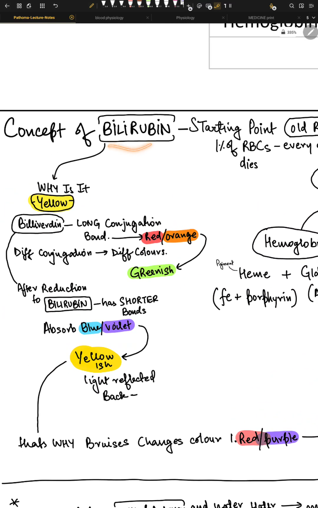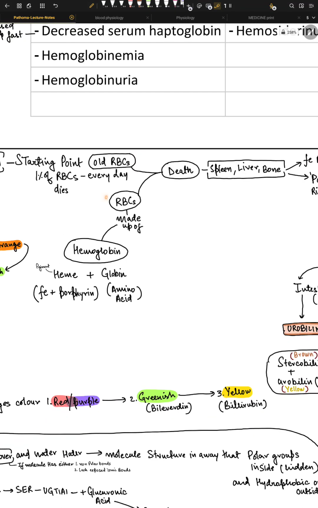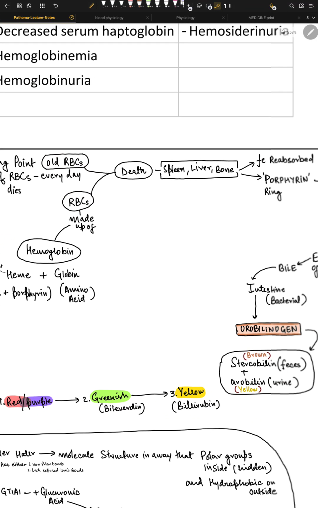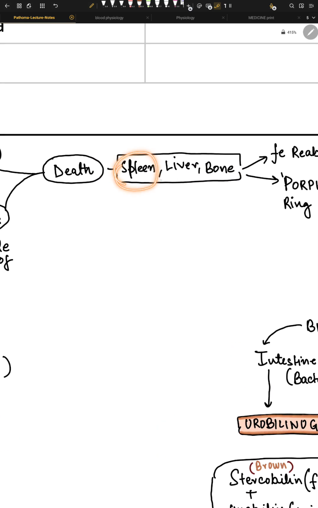So let's get back to bilirubin again. When our RBCs die, they die in the spleen, liver, and bone, right? And why do they even die in the spleen? That's a good question to really think about. Why do they die in these weird places? Spleen, liver, bone. They could die just at your hands or maybe in your brain. Why do they die at the spleen?